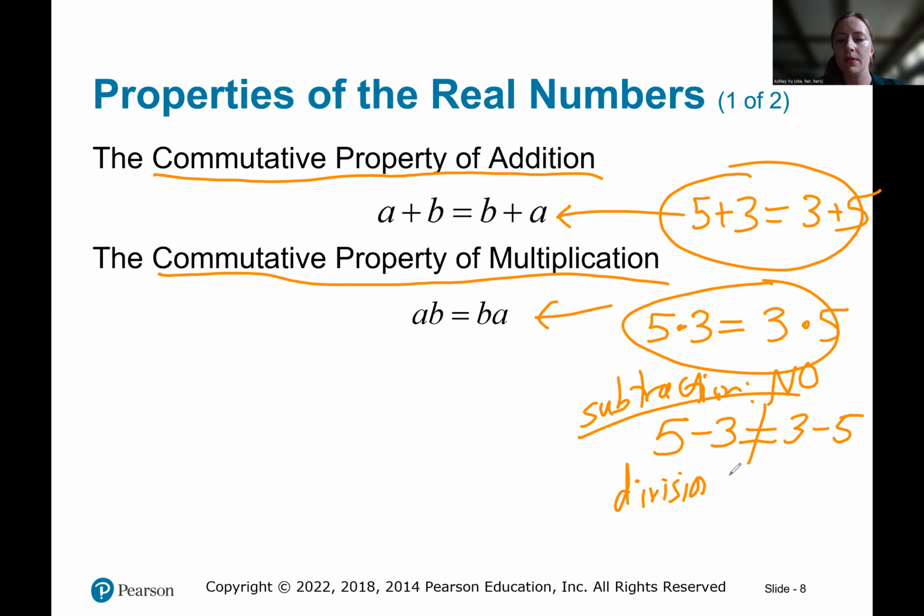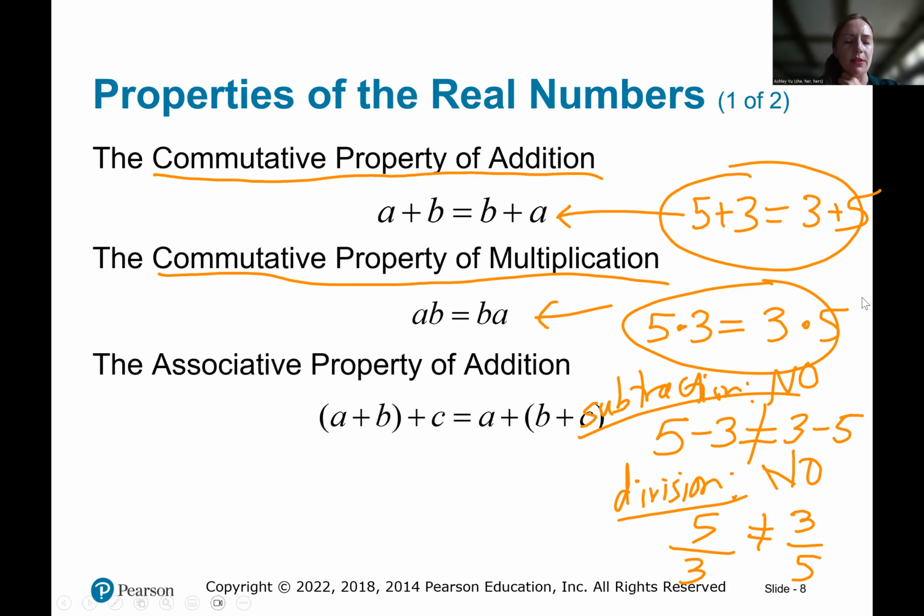Division, no. I know, I'm really boring, I'm using the same examples. 5/3 is bigger than 1. Whenever the numerator is larger than the denominator, that's going to be a number larger than 1. That's not the same as if I switch their order. 5 divided by 3 is not the same as 3 divided by 5. So these commutative properties of addition and multiplication are exclusive to just those operations, not division or subtraction.